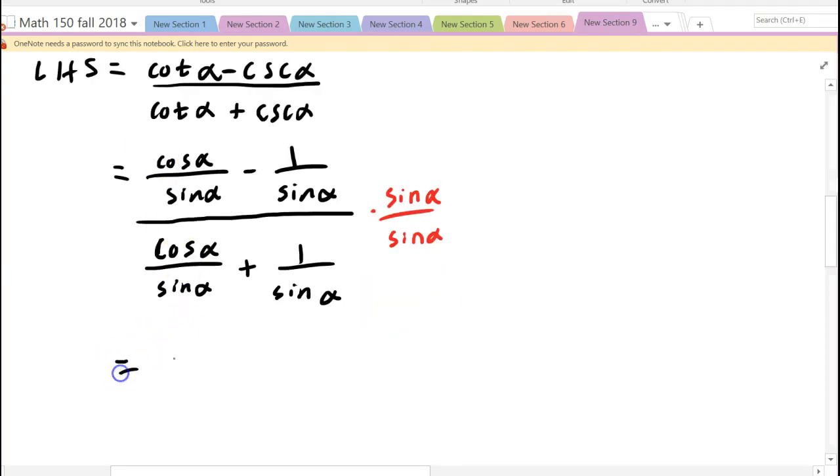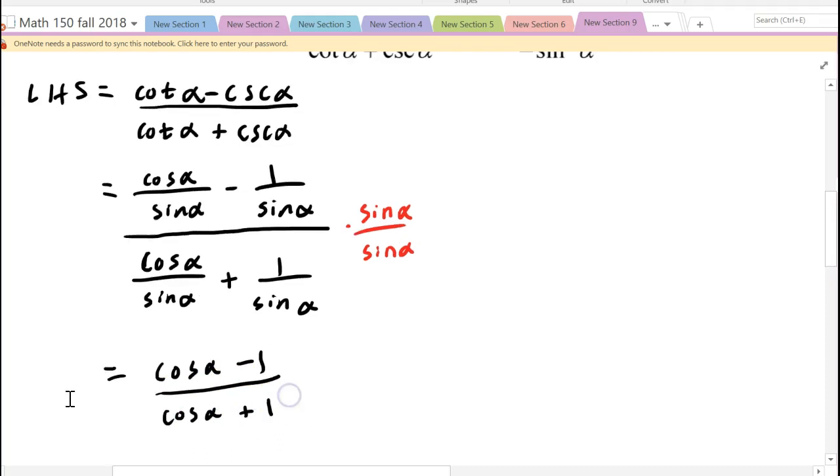So when we do that, we're going to get cosine alpha minus 1 on the numerator. And in the denominator, we're going to get cosine alpha plus 1. Right? All the sines are going to cancel. Sines cancel, cosine alpha minus 1. For the denominator, sines will cancel, cosine alpha plus 1.